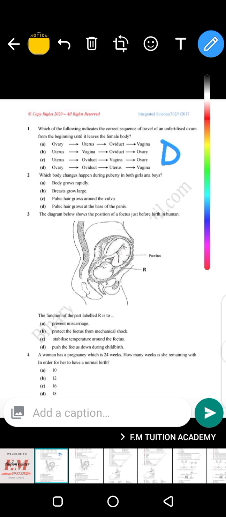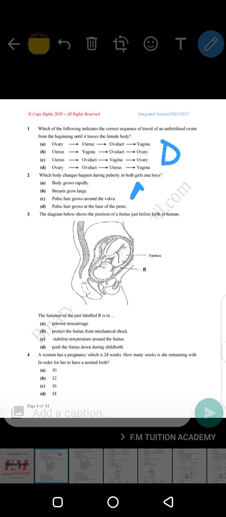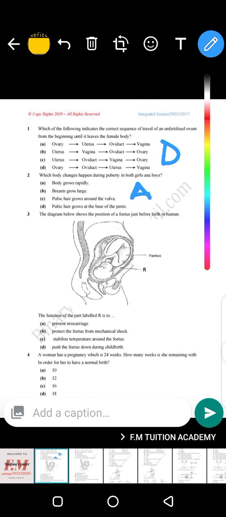For example, the first answer, A, is that the body grows rapidly, which happens both in males and females. So the answer is A here. Why? Because B says breasts grow large. This only happens in females, because males don't have breasts. So it doesn't happen in both.